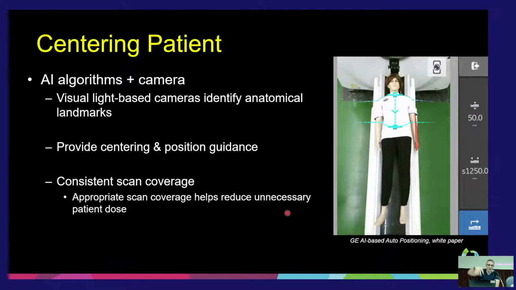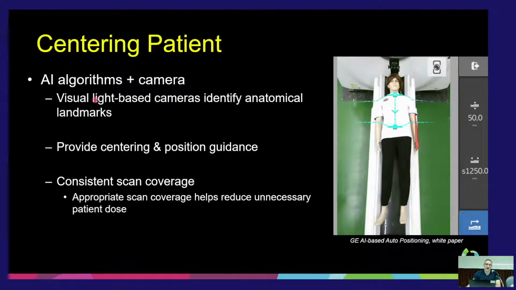So the camera will either be above the patient, mounted to the ceiling. Some cameras are actually mounted inside the gantry, looking out to the patient. And the whole point here is using AI, they can determine the position of the patient, they can determine landmarks, and they can give warnings if the patient's not centered or properly positioned, maybe they're skewed, maybe there's an arm in the way, something to that effect.